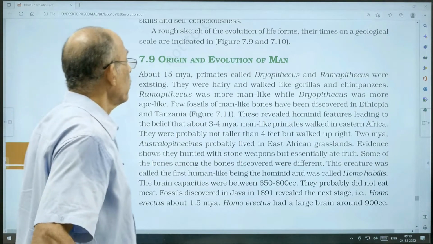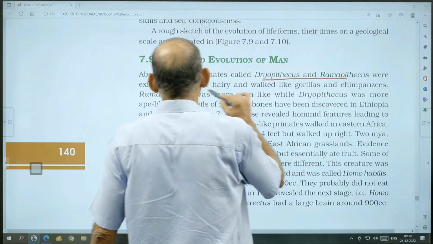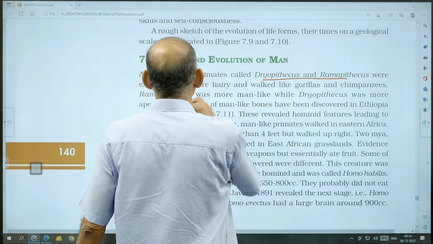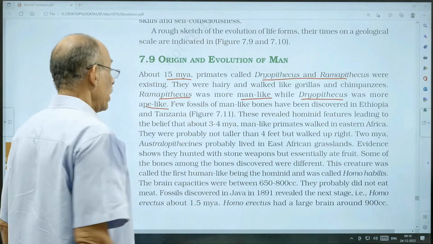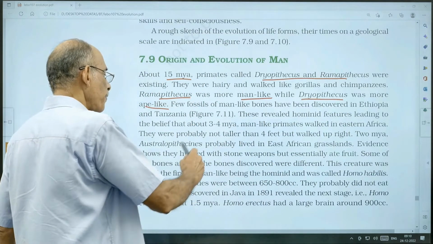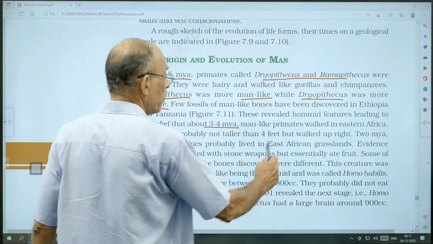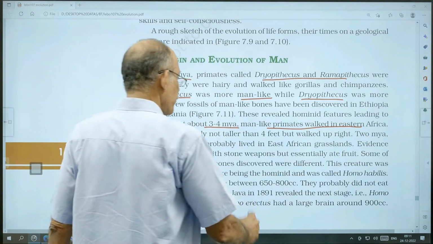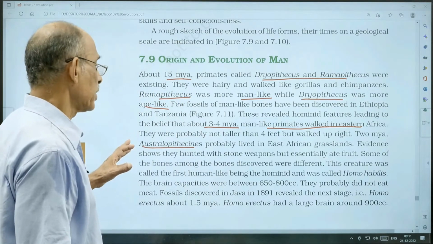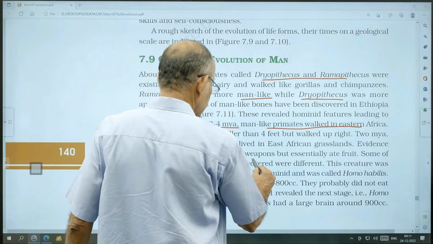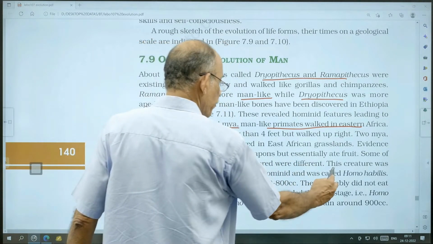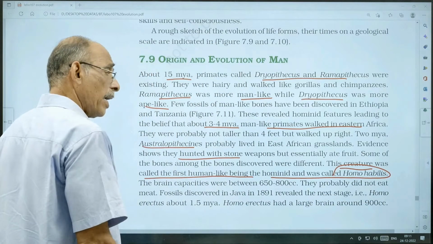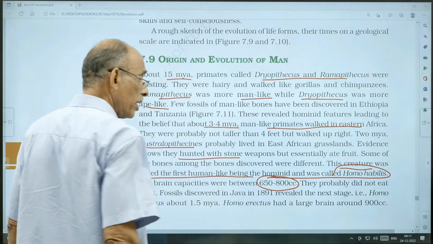Okay. Now coming to the evolution of man: Dryopithecus and Ramapithecus, 15 million years ago. Rama was more man-like, whereas Dryopithecus was more ape-like. Next, from Tanzania, some bones were collected dating about 3 to 4 million years ago. There were man-like primates, and a group of bones were collected from East Africa, the Australopithecines, and they hunted with stone weapons. These creatures were called the first human-like beings, Homo habilis, and the brain capacity of Homo habilis is 650 to 800 cc.